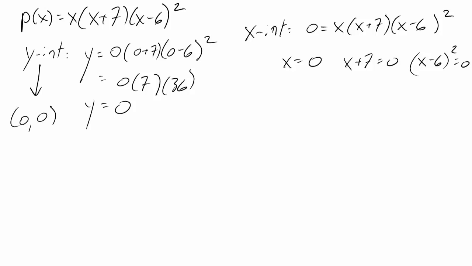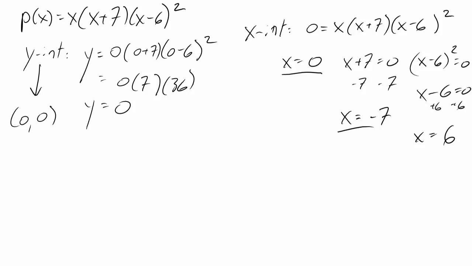Now in the first one, x is already equal to 0, so we're done. So this is one x-intercept. For the second, we're just going to subtract 7 from both sides, so that gives us x is equal to negative 7. For the third, we have (x minus 6) quantity squared, but that's just x minus 6 twice, so really we just have to figure out what happens when x minus 6 is equal to 0. So we'll add 6 to both sides and get x is equal to positive 6. So there's our three x-intercepts.